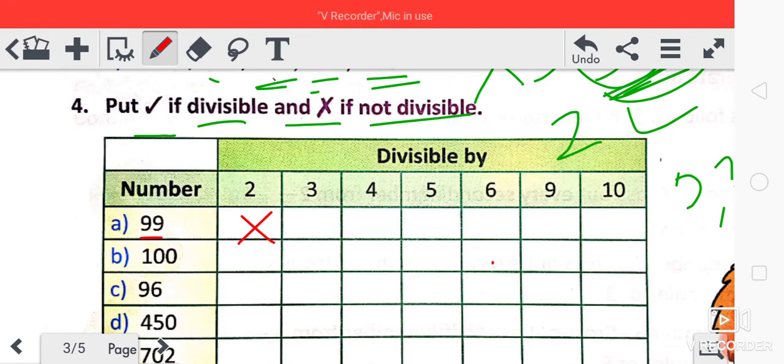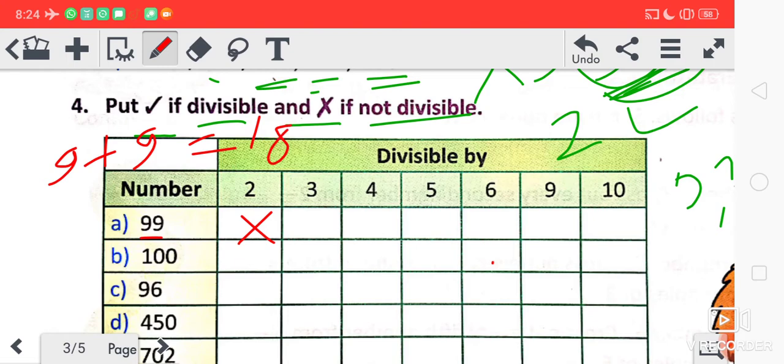Now look at 3. Is it divisible by 3? So 9 plus 9, how much will we get? 18. 18 comes in the table of 3. 3 sixes are 18. So it is divisible by 3. Okay. Now 4. Is it divisible by 4? If it is not divisible by 2, then how can it be divisible by 4? So it is not divisible by 4.